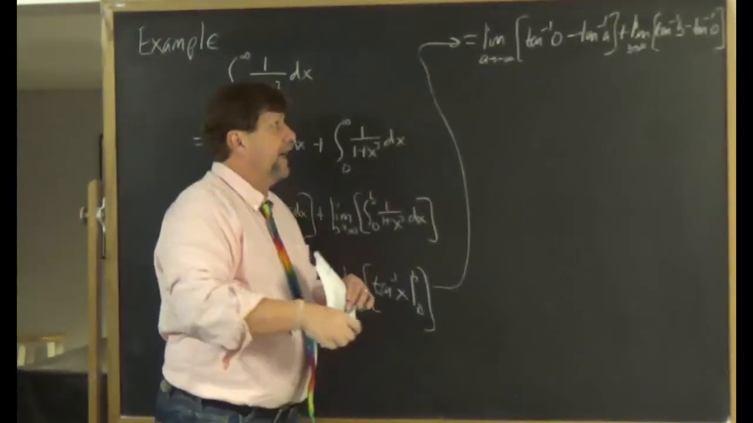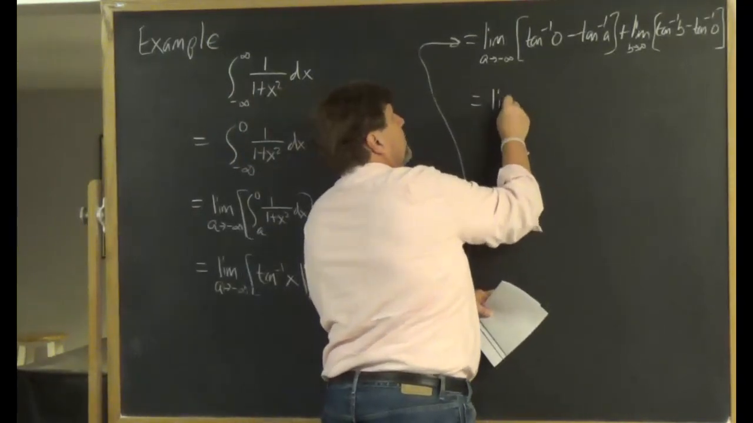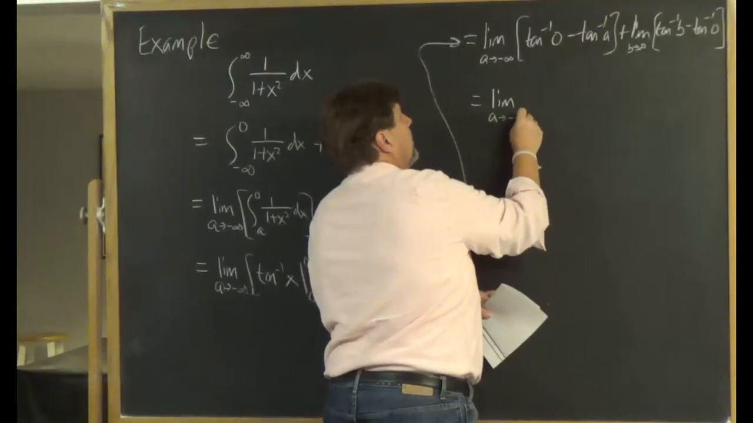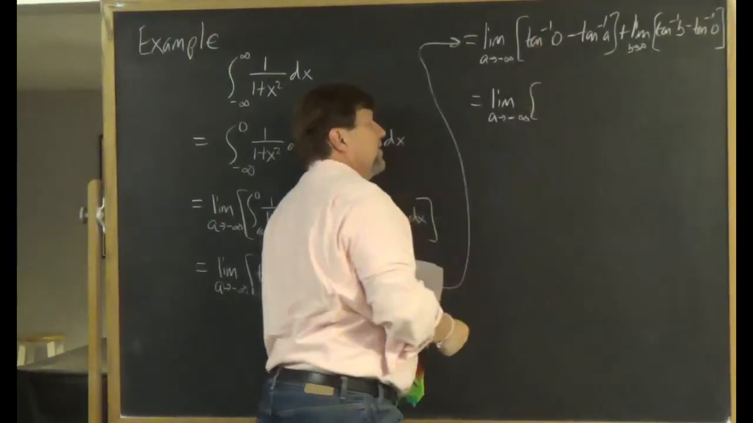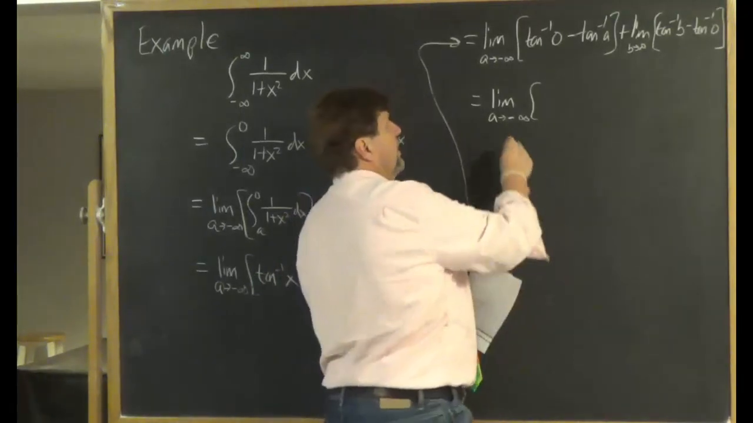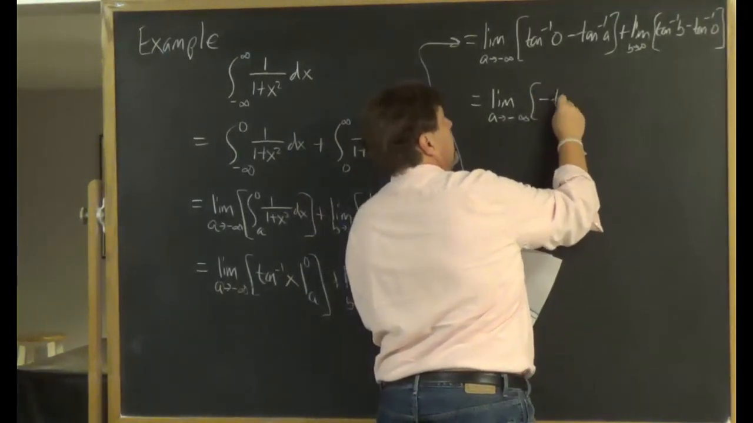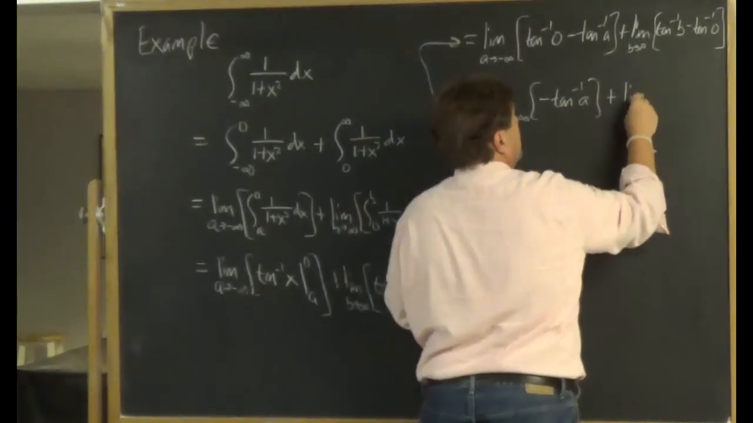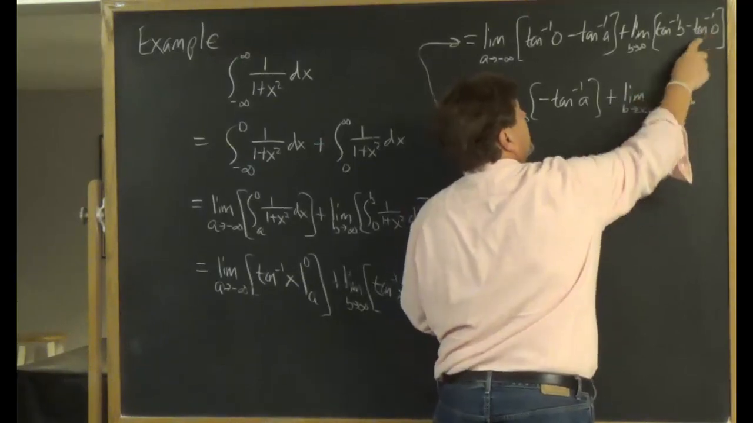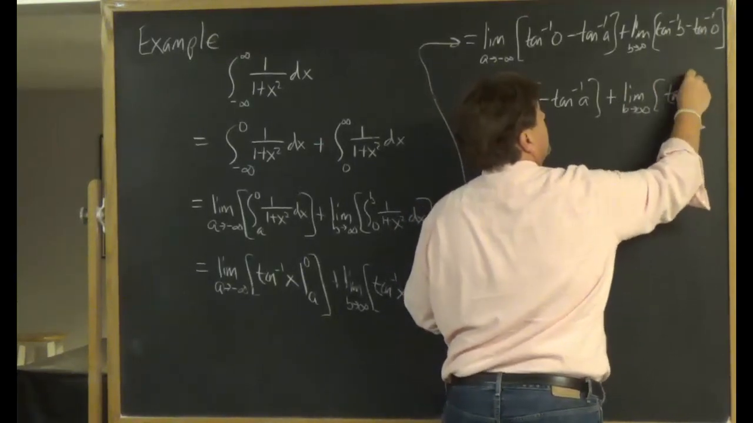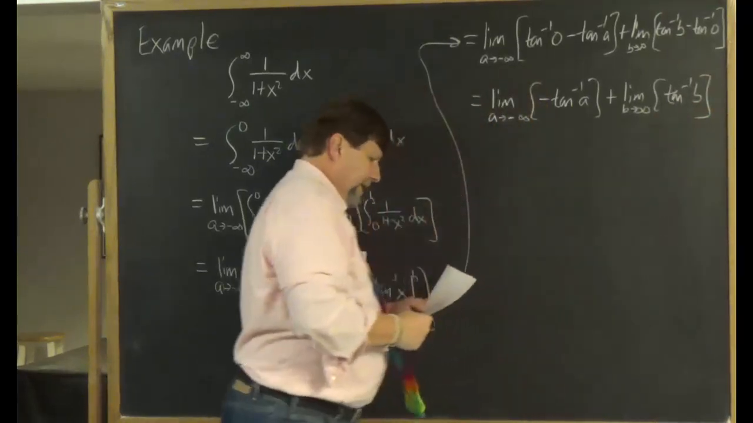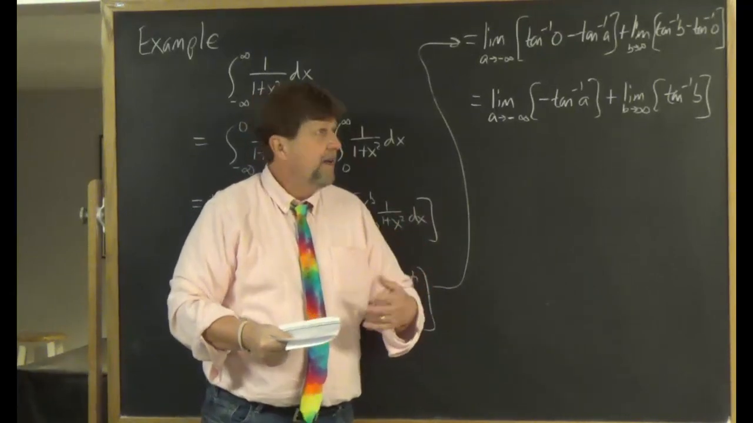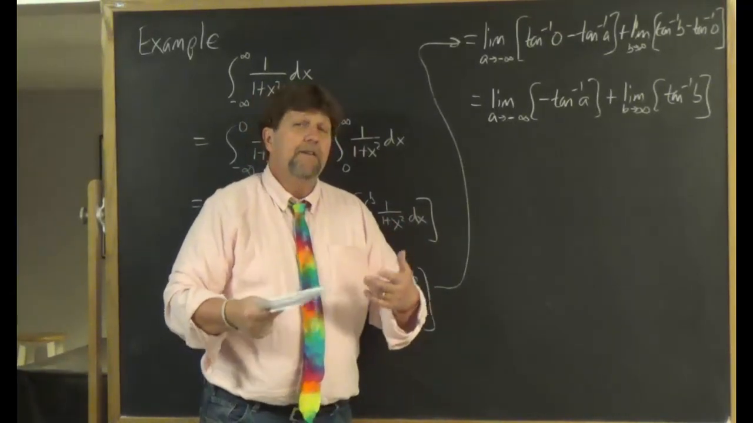All right, we can do a little cleaning up here. We know inverse tangent of 0 is 0, so let me go ahead and take care of that. Likewise, we know inverse tangent of 0 is 0. So we need to find the limit as a goes to negative infinity of the opposite of inverse tangent a, and the limit as b goes to infinity of inverse tangent of b.